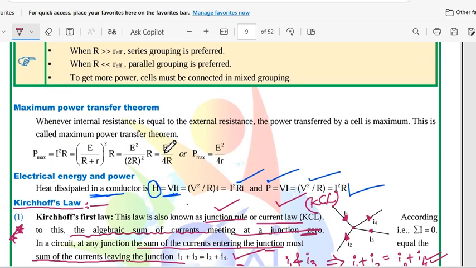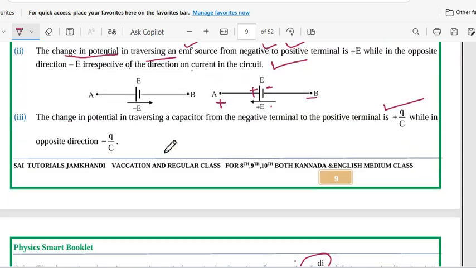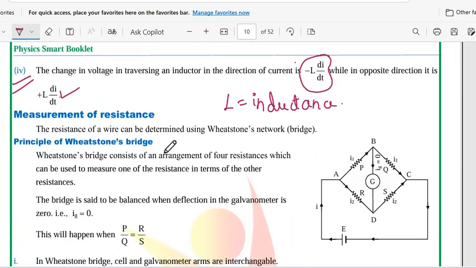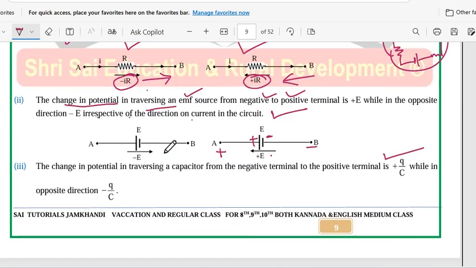So by saying this, I'm going to wind up this session for today. Tomorrow I'm going to tell you about the measurement of resistance using the principle of the Wheatstone bridge. It will be important for your 5 marks question.